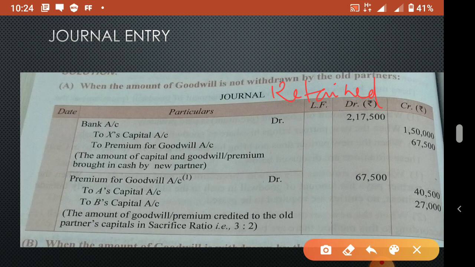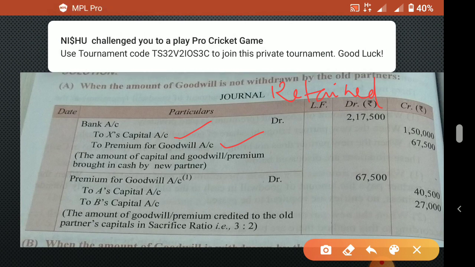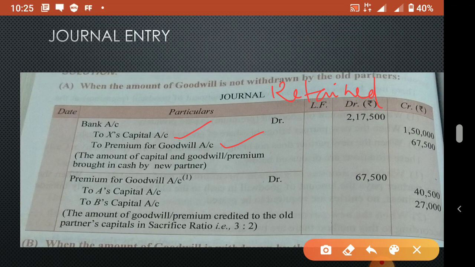So retained in the business means first we write Bank account debit to X's capital, to premium for goodwill. Capital also he is bringing. So we can write a compound entry for both because bank is common in both entries. Bank account debit to capital, bank account debit to premium for goodwill. These are the two entries, so we can combine both: Bank account debit to capital, to premium for goodwill. Capital is 1,50,000 and goodwill is 67,500. So total, 2,17,500. You have to add both and write here.